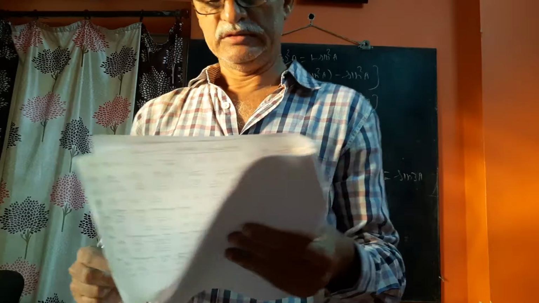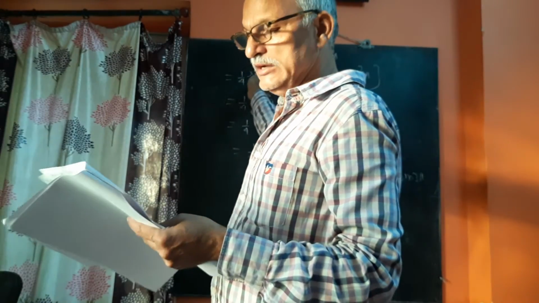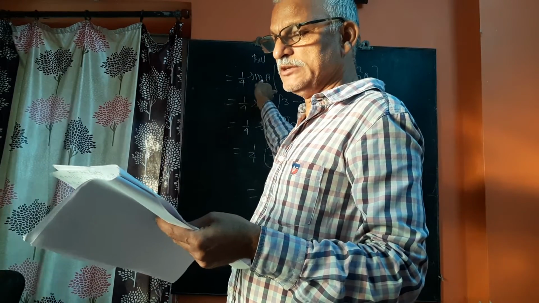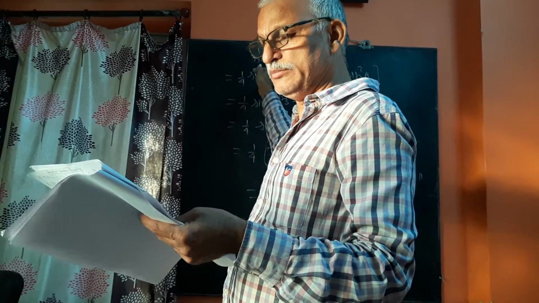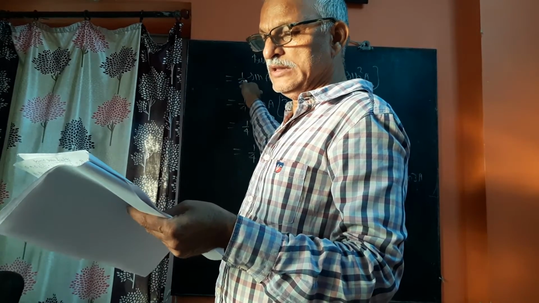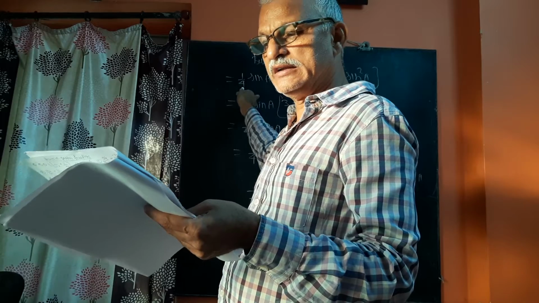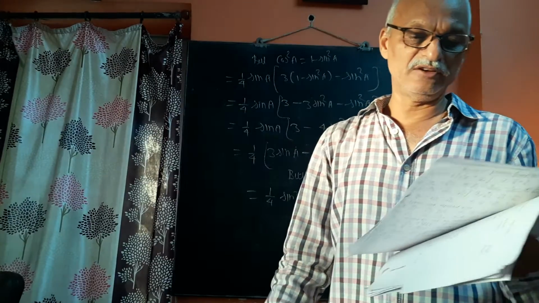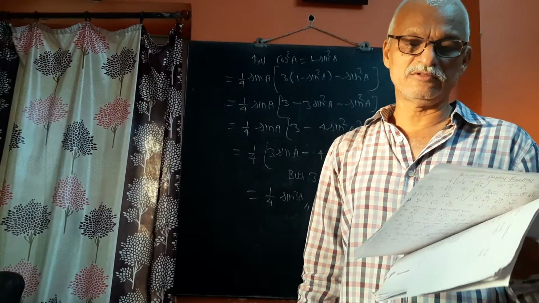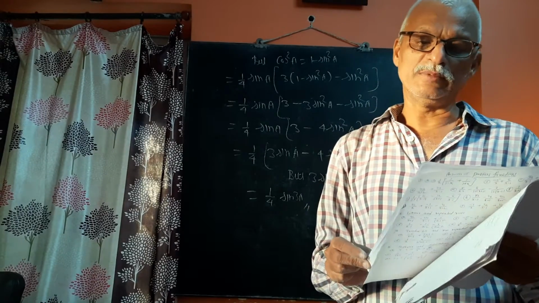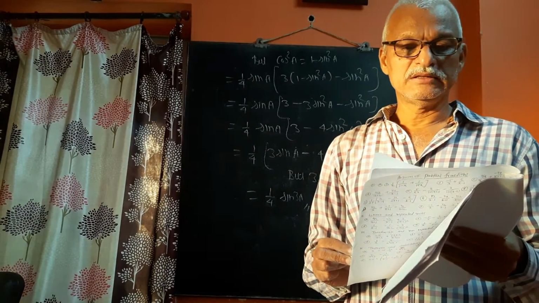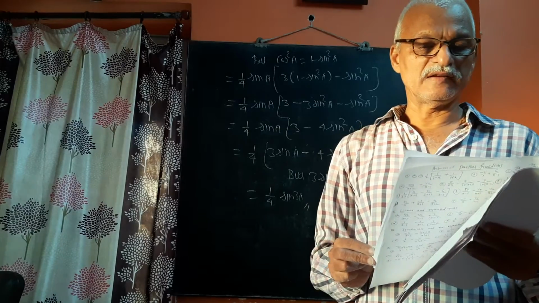Just as we have solved this one, sin a into sin 60 minus a into sin 60 plus a equals 1 by 4 sin 3a, there is a similar problem, the same problem. The only difference is that instead of sin there is cos. Cos a into cos 60 minus a into cos 60 plus a equals 1 by 4 cos 3a. You have to apply the same procedure for that. So you get the correct answer there.